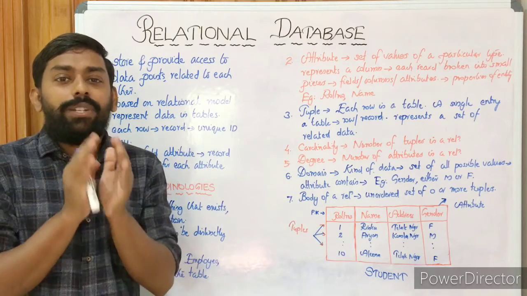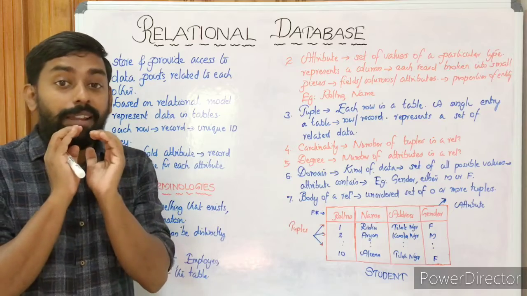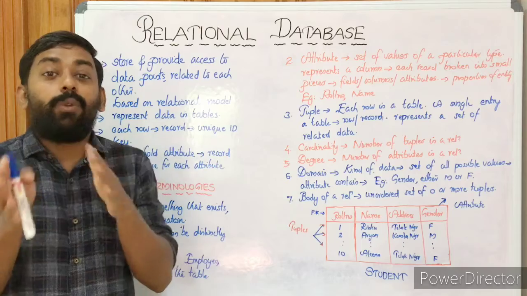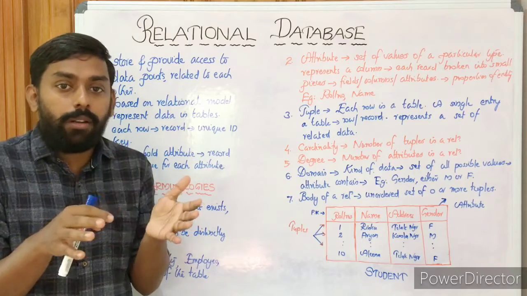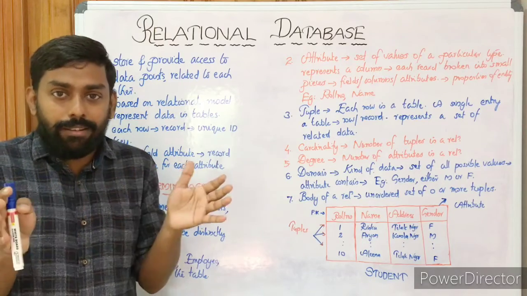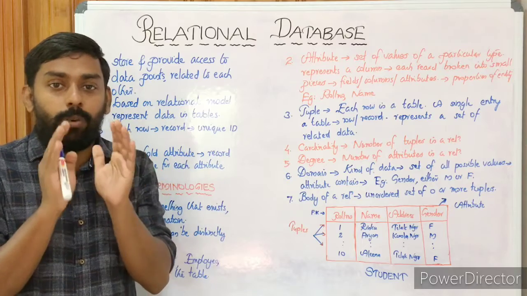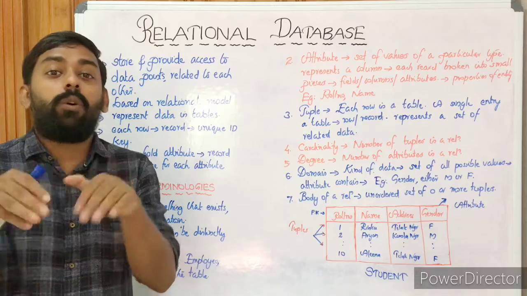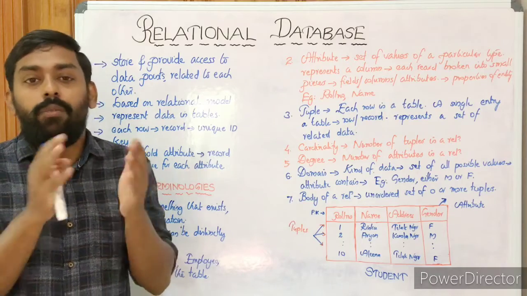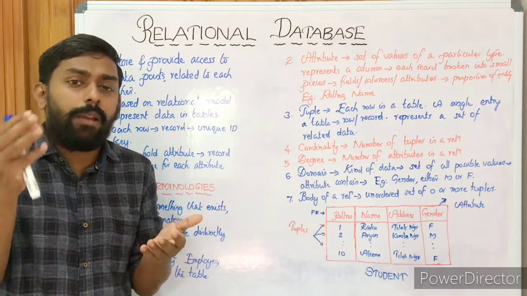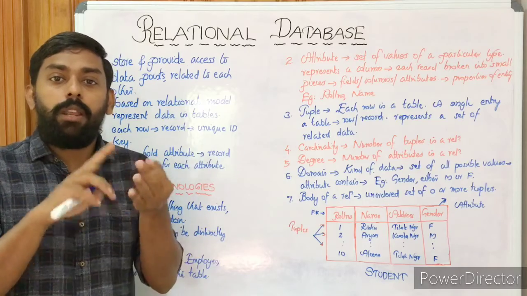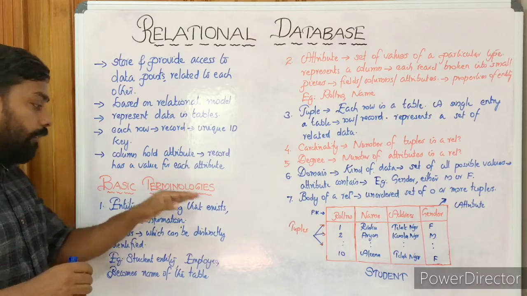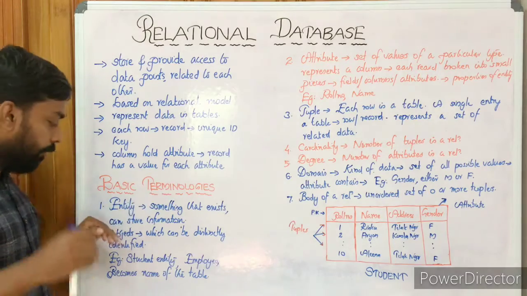An entity is something that exists and can store information. When we consider student as an entity, a student has an existence. Student as an entity or as an object exists and can store information or data on it. Which information can be stored on a student? Roll number, name, marks, all this kind of information. So an entity is something that exists and can store information.